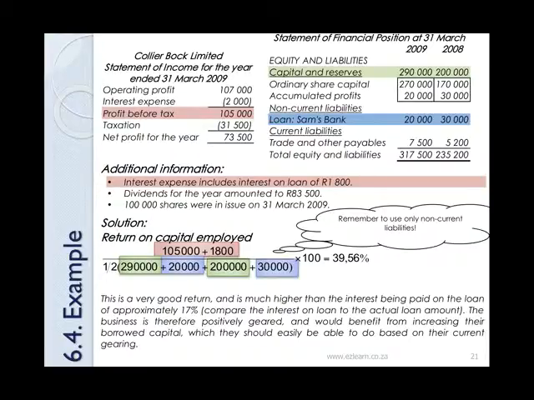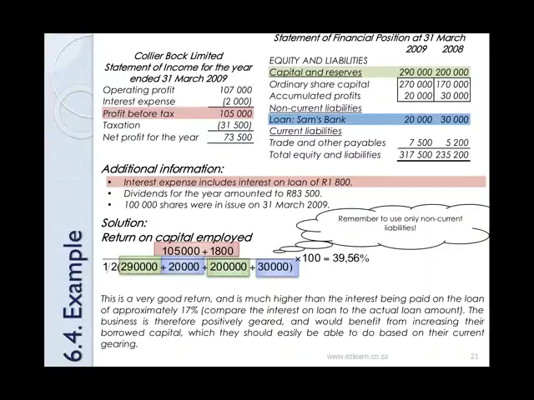At the top, we need to use our profit before tax from the statement of income, but we also need to add back interest on loan. Notice that we've only added back the 1,800 Rand relating to the loan rather than the total interest expense of 2,000, which might include interest on overdraft or other interests. We are only looking at the effect of what if we hadn't taken out the loan from Sam's bank.